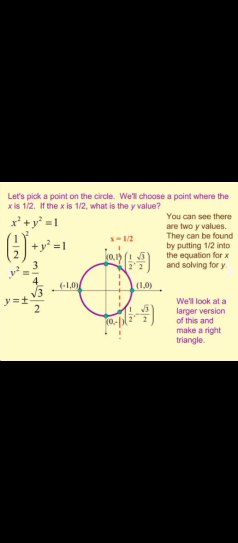So 1/2 squared plus y squared is equal to 1. So y squared is equal to 3/4. So we can come up with y is equal to plus or minus square root of 3 over 2. So you can see that we have here quadrant 1 and quadrant 4.